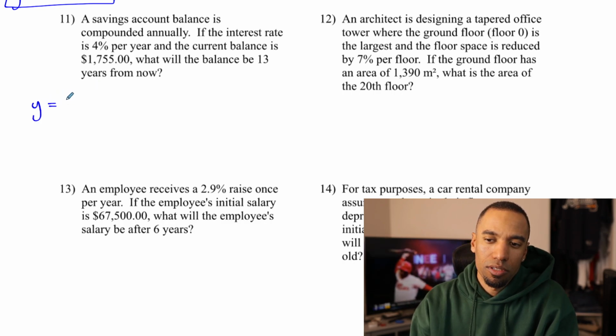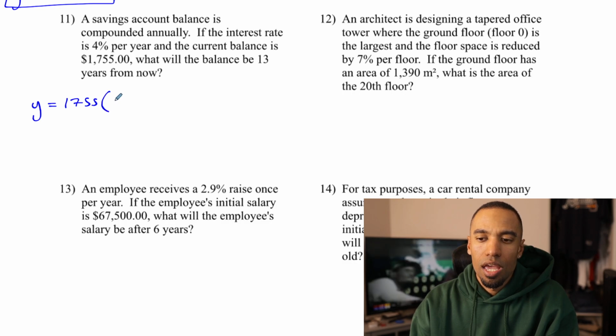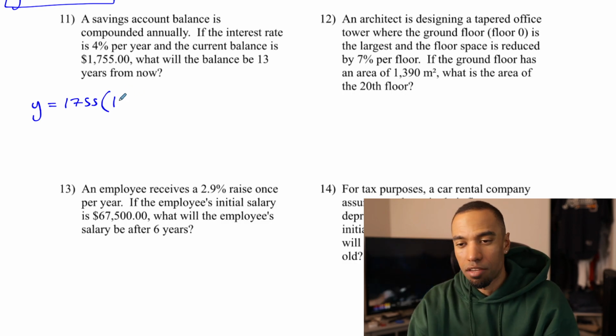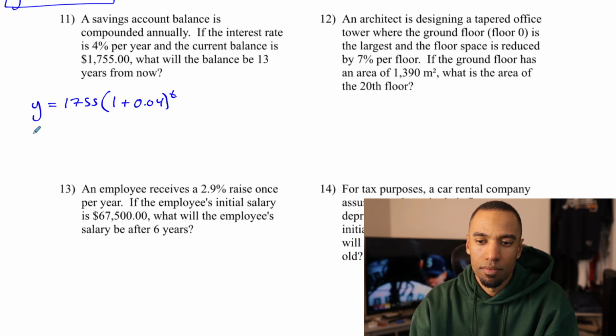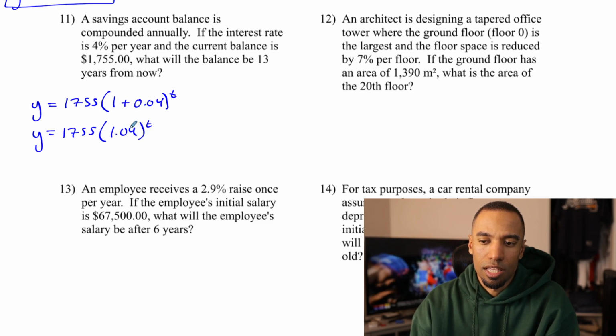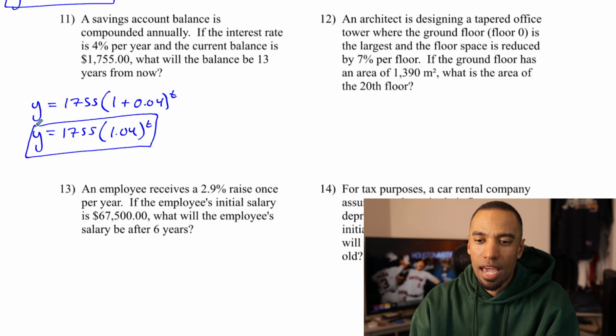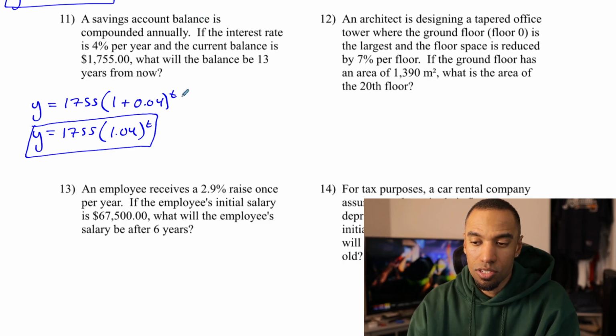So initial amount in my model here, $1,755. Interest rate is an increase for us. Think of interest as increase. 1 plus 0.04 to the t power. That is 1,755 times 1.04 to the t power. That's my model. And when I calculate this, I'm going to make sure to round to 2 decimal places because it's money. I want my cents on the dollar.